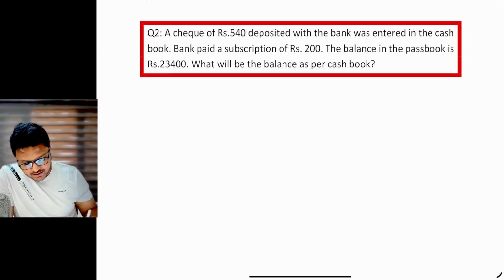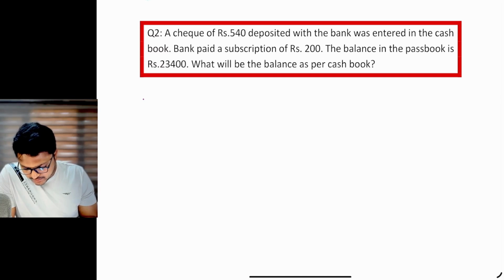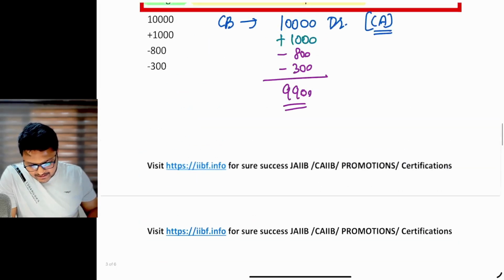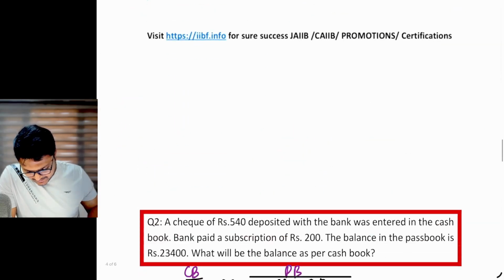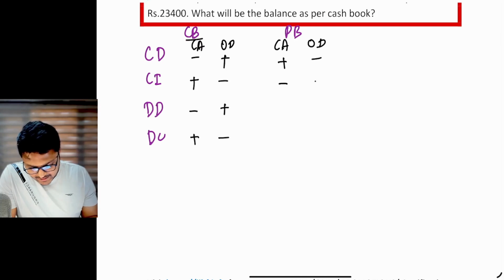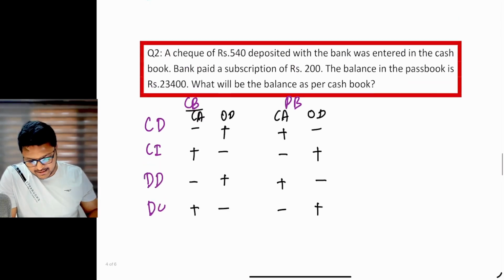Okay. So first of all, let me draw the table for you. So it will be the case of CD, CI, DD and DC, right? First of all, we have the case of cash book, and then the two columns related to passbook. Here we are having the case of current account and overdraft, current account and overdraft, right? So it will start with the minus sign. Kindly please memorize it. You have to start with the minus sign. Okay. So it will be minus, plus, plus, minus, minus, plus, plus, minus. Then the mirror image of the same: plus, minus, minus, plus, plus, minus, minus, plus. Right? This is the table that you need to memorize.